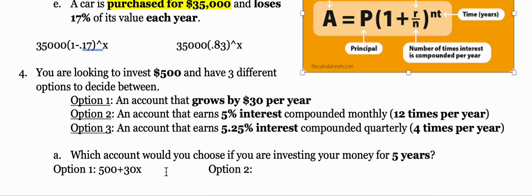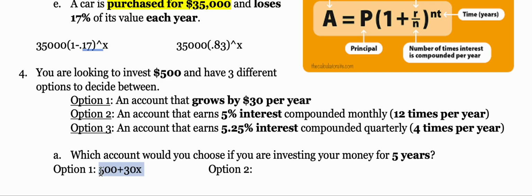So let's take a look at number 4. You are looking to invest $500 and have 3 different options to decide between. Option 1, an account grows by $30 per year. Option 2, an account that earns 5% interest compounded monthly, or 12 times per year. Option 3, an account that earns 5.25% interest compounded quarterly, or 4 times per year. So, which account would you choose if you are investing your money for 5 years?